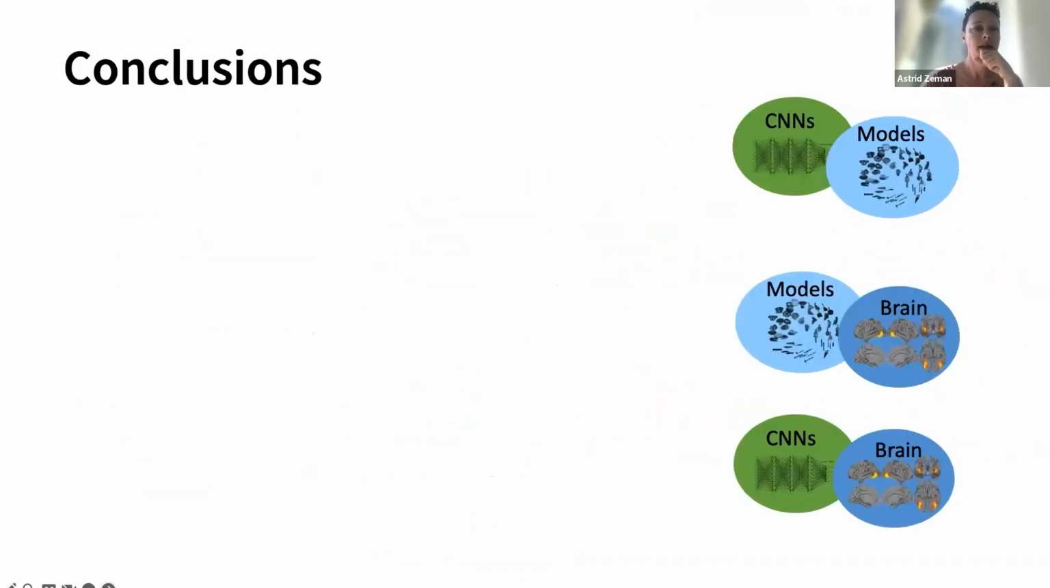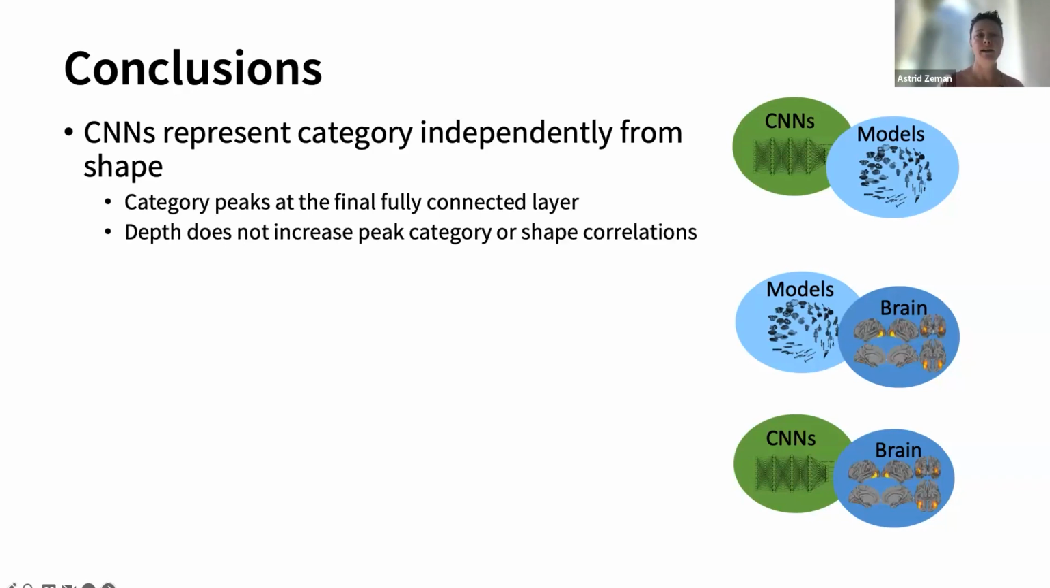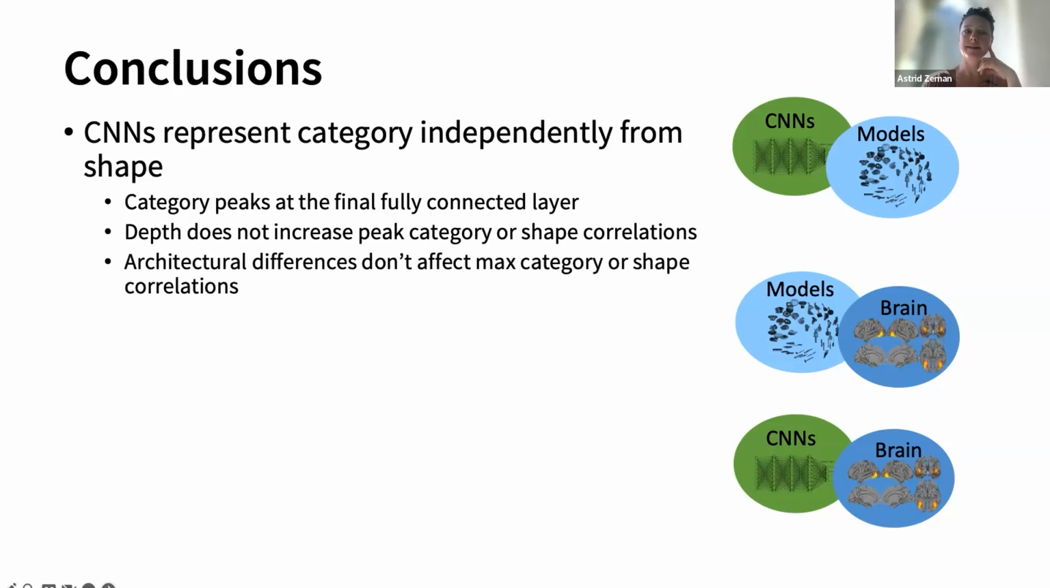All right. So if we look at all of these different comparisons that we've made using this RSA technique, with CNNs versus models, the CNNs represent category independently from shape. This information peaks at the final fully connected layer, and the depth or size of the networks does not increase peak category or shape correlations. I didn't speak much to the architectural differences, but there are also parallel versus serial processing in some of the networks, but it doesn't seem to affect the correlations.